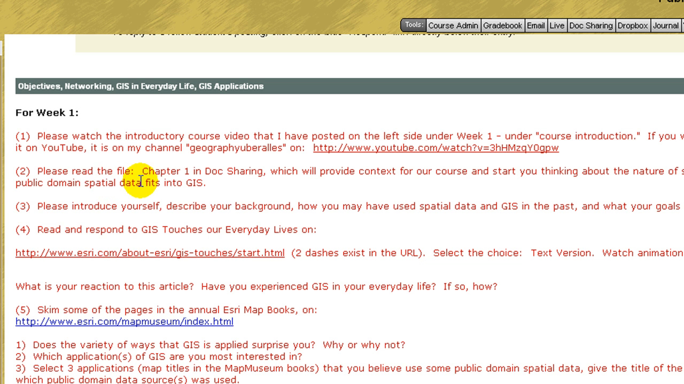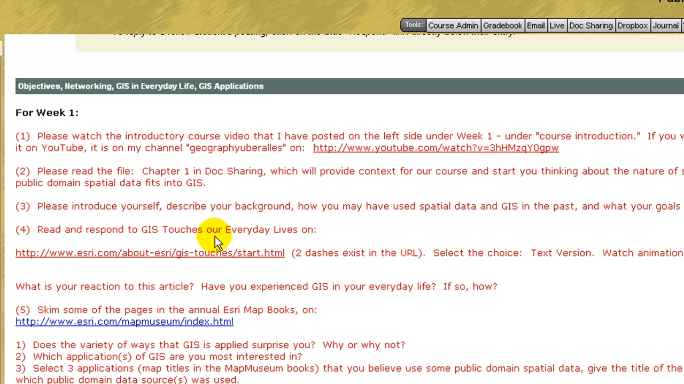Please read the file Chapter 1 in the GIS Guide to Public Domain Data book, which I have co-authored with Jill Clark, which will provide context for our course and start you thinking about the nature of spatial data and how public domain spatial data fits into GIS. Number 3, please introduce yourself. Describe your background, how you have been using spatial data in GIS in the past, and what your goals are in this course. That's to start fostering the discussion amongst the peers of the folks taking the class.